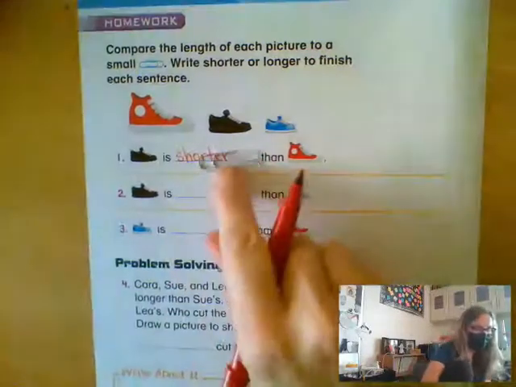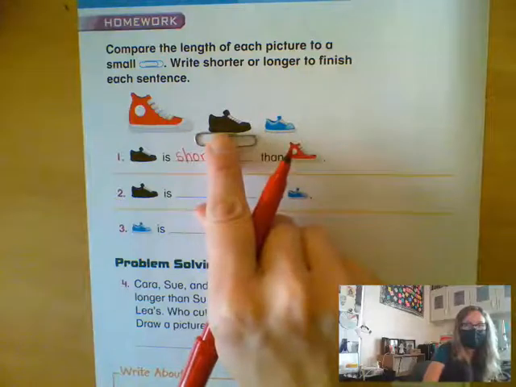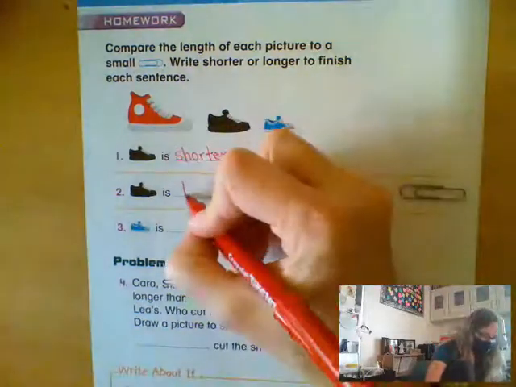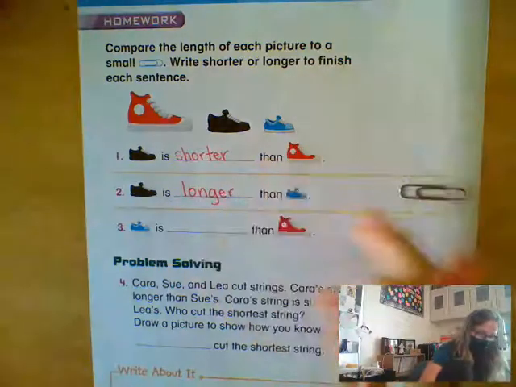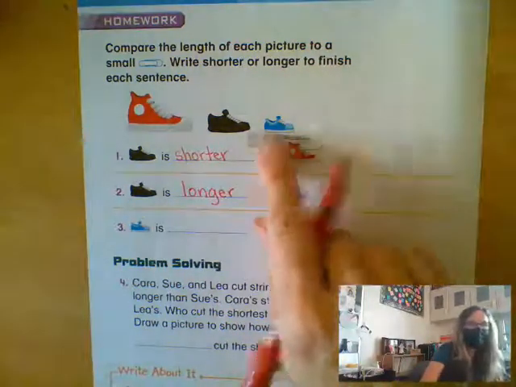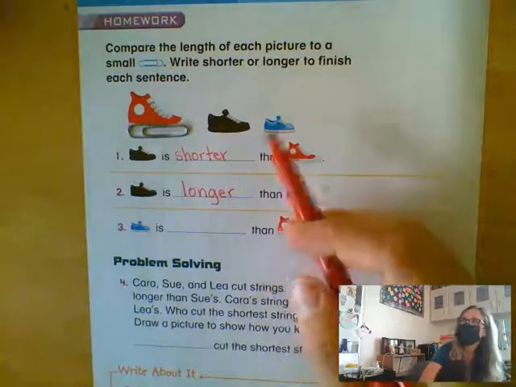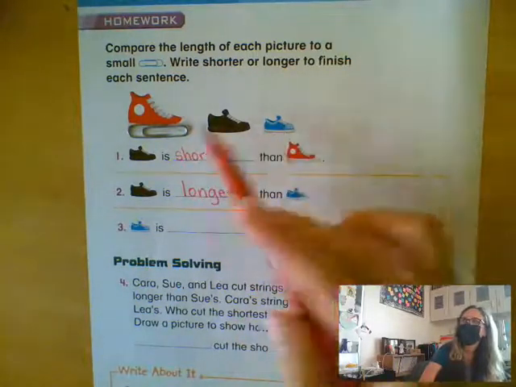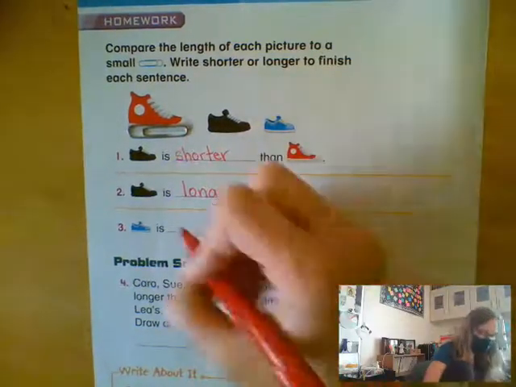Lillian, is that black tennis shoe shorter or longer than the blue tennis shoe? Longer. And Emma, is the blue tennis shoe shorter or longer than the red? Longer. The blue is longer than the red? Shorter. Yeah, shorter. Good job.